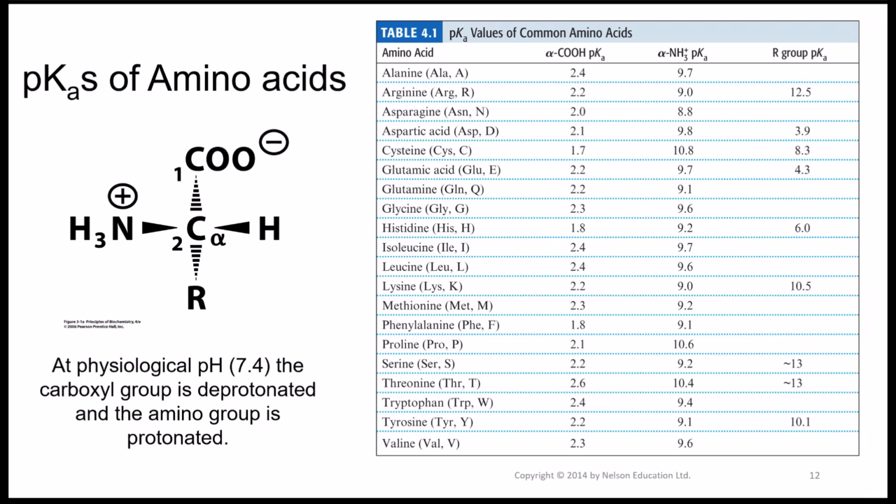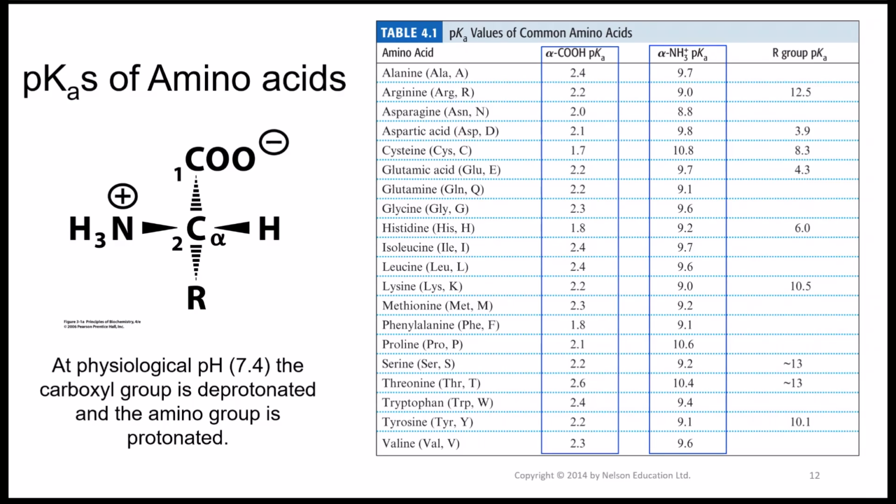So at physiological pH of 7.4, we are above the pKa of the carboxyl groups, which vary slightly, around 2 depending on the environment, so it will be deprotonated, or a COO minus group. And we are below the pKa value of the amino group, around 9 or 10, so this will result in the nitrogen being protonated to give us the NH3 plus group.